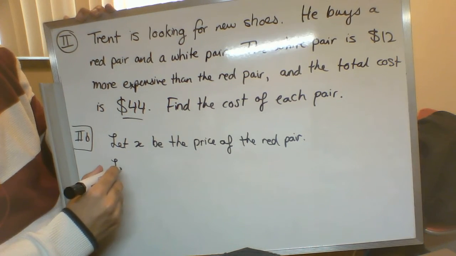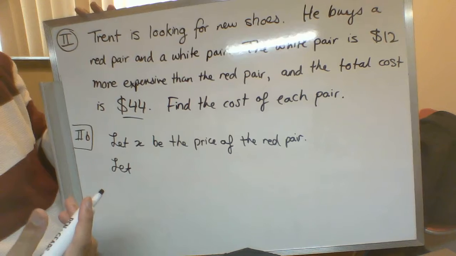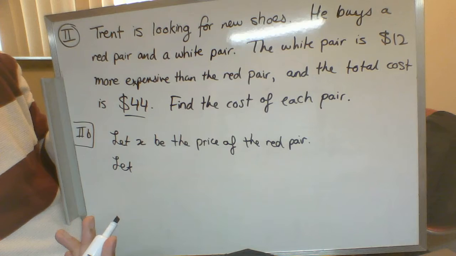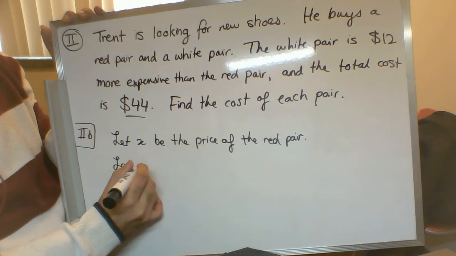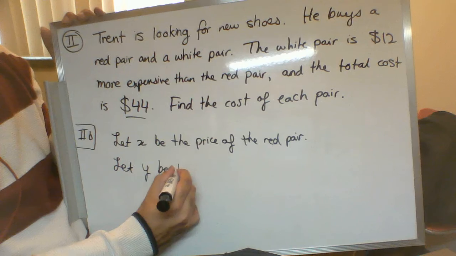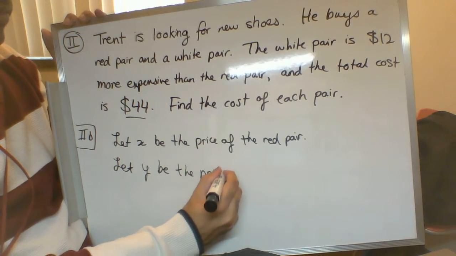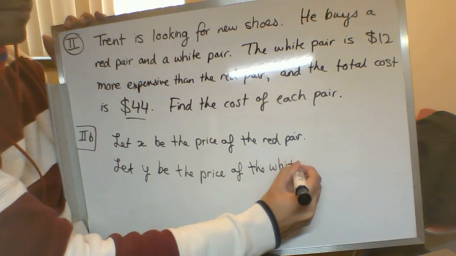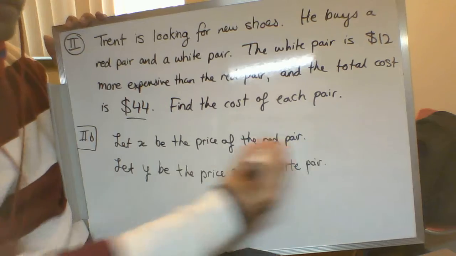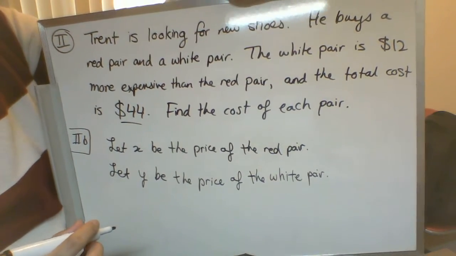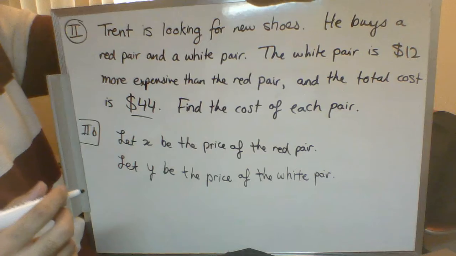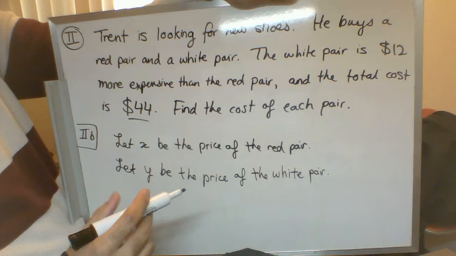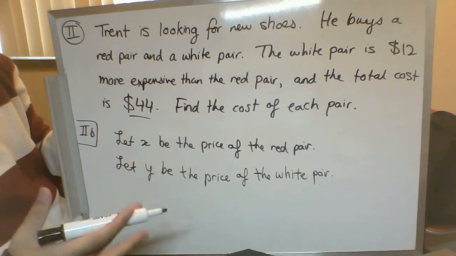So let x be the price of the red pair. Now for the white pair, I could have said x plus 12, but it's a different pair of shoes, so I might as well give it its own variable. We can say let y be the price of the white pair. I hope that's legible. I'm writing at more of an angle than I normally do. So let x be the price of the red pair and let y be the price of the white pair. Now we've got two variables that aren't really related to one another.